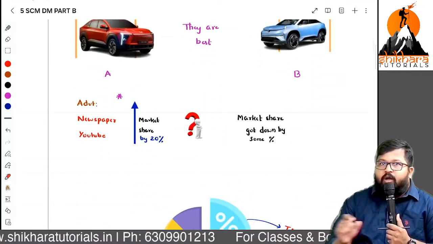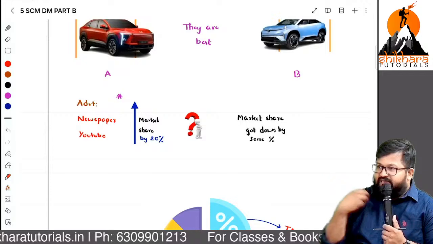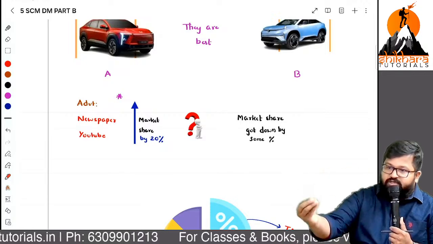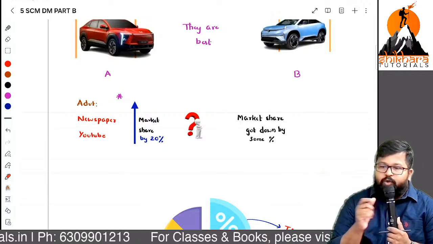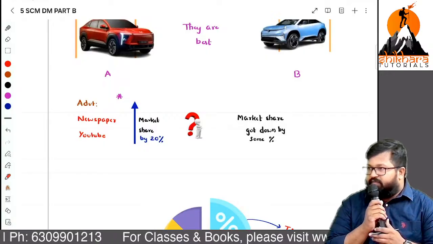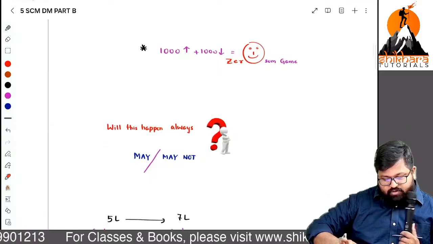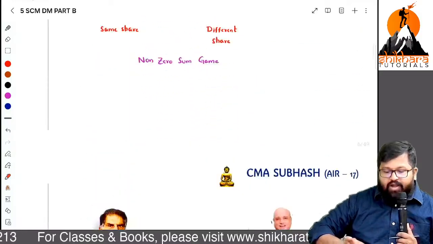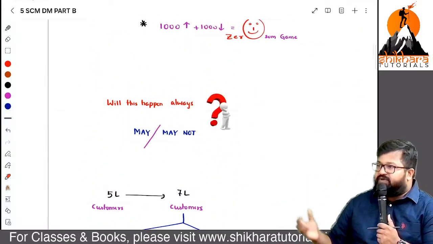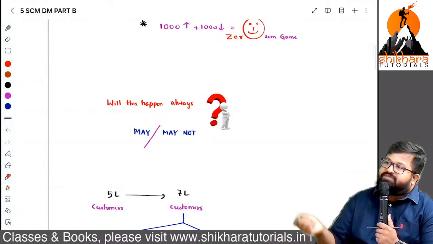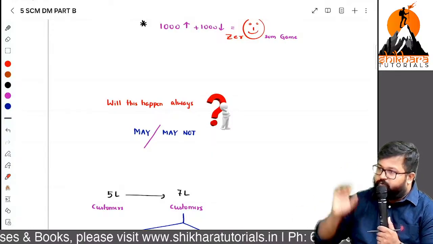Normally in the optimum strategy, the gain by me is equal to the loss by you. So automatically if you add them together, what will we get? Zero. That is nothing but a zero sum game. There can be a chance for a zero sum game, or sometimes even a non-zero sum game also.